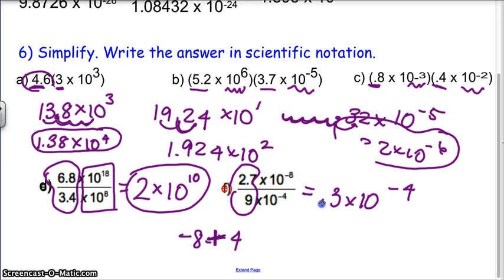not in proper scientific notation. So -4 units would be to the left, 1, 2, 3, 4, but I don't want the standard, I want scientific. So 1, 2, 3, 4, 5 would fix it.